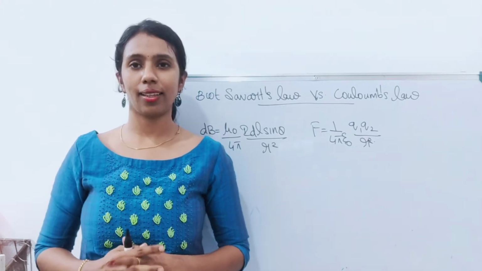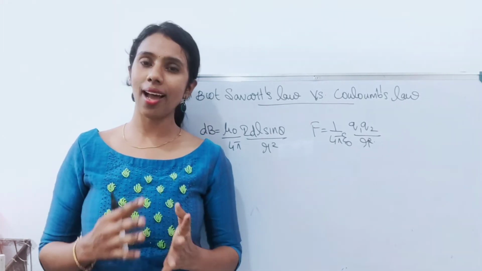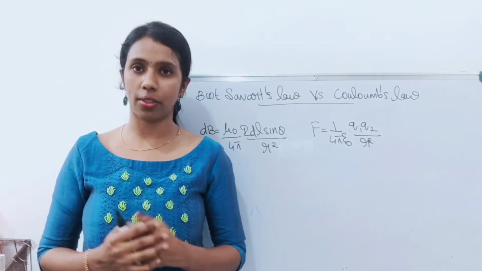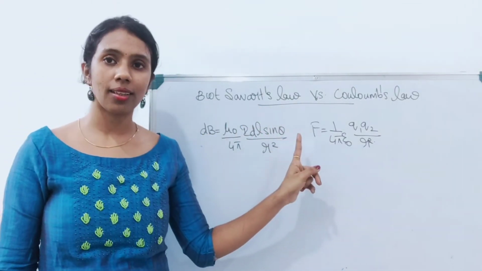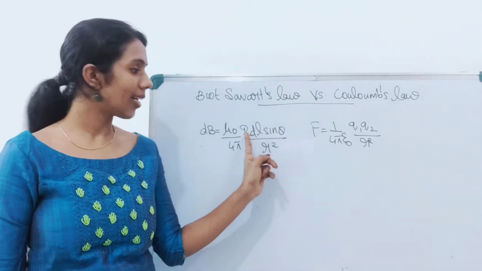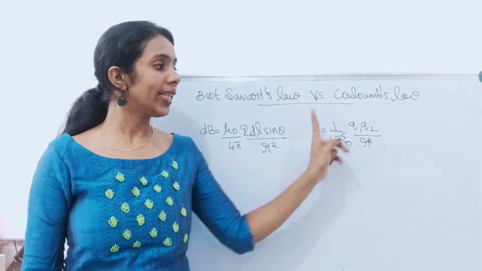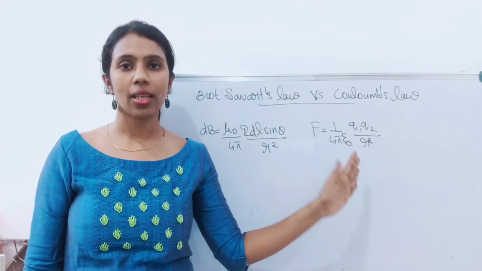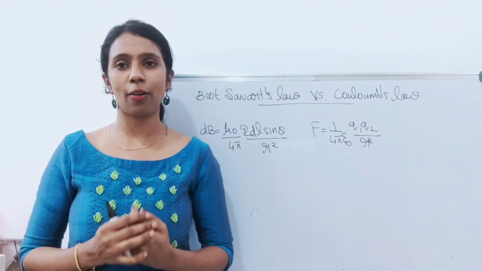Second similarity, both are long range fields. The last similarity is that both obey the principle of superposition. In Biot-Savart's law, the magnetic field linearly depends upon the source, that is I dl, and the force in Coulomb's law also linearly depends upon the source, that is Q1 and Q2, the electric charges. Since they linearly depend upon the sources, they obey the principle of superposition.